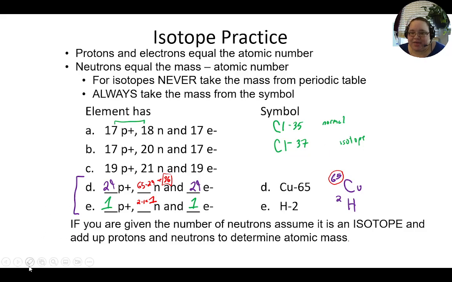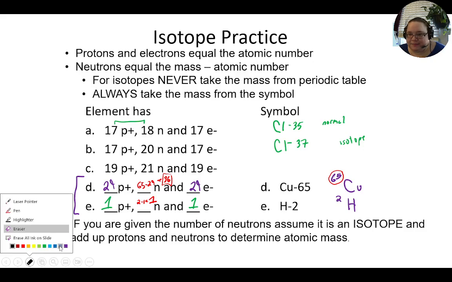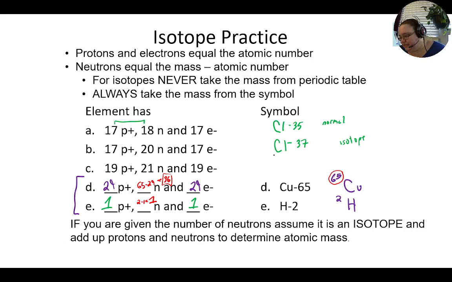All right, looking at the last one, C, 19 protons. 19 protons means we are looking at potassium. Its symbol is a K. 19 plus 21 gives me a mass of 40. So this is potassium 40. This is an isotope of potassium because its mass does not match what's on the periodic table, or at least a rounded version of what's on the periodic table.